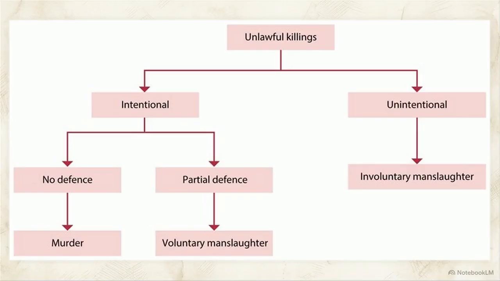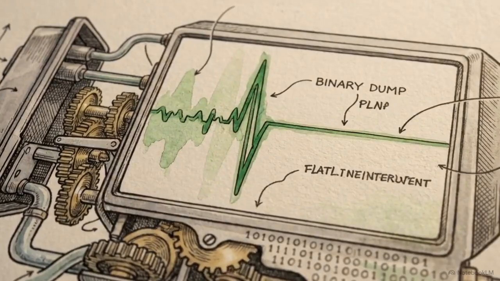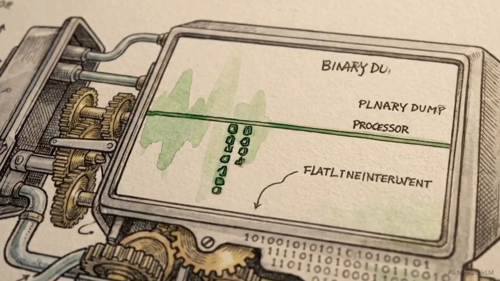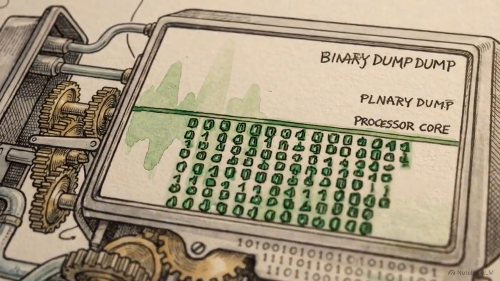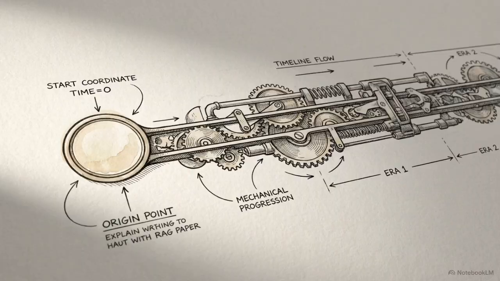This flowchart shows how the legal framework categorizes all forms of unlawful killing. To secure a murder conviction, the prosecution must trace a specific path, an unlawful killing that is intentional with no partial defense. If met, the result is murder. So, how does a binary 400-year-old framework adapt when medical technology blurs the exact moment a human being begins or ends? We start our stress test at the very beginning of life.